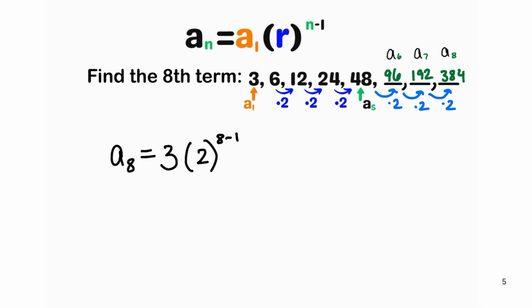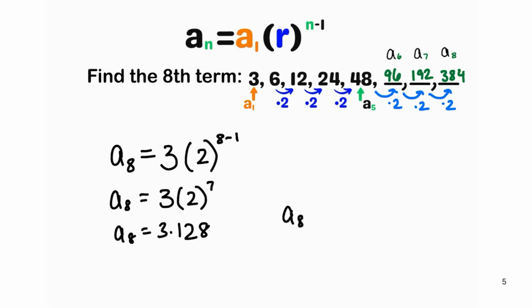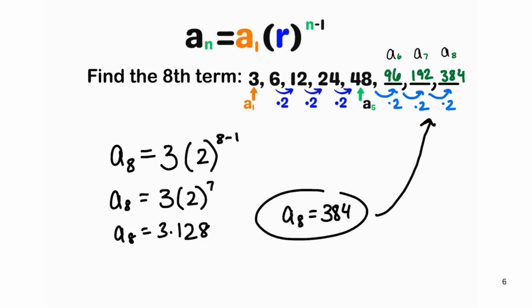Now let's just start simplifying this. So we have the 8th term will be equal to 3 times 2 to the 7th power. Don't forget to follow order of operations in this, right? We're not going to multiply and get 6 to the 7th power. We're doing exponents first. So now we're doing 2 to the 7th power, which is going to give me 128. And now we can multiply, and it'll give me that the 8th term in this sequence is 384, which is exactly what we got when we just kept multiplying the common ratio.